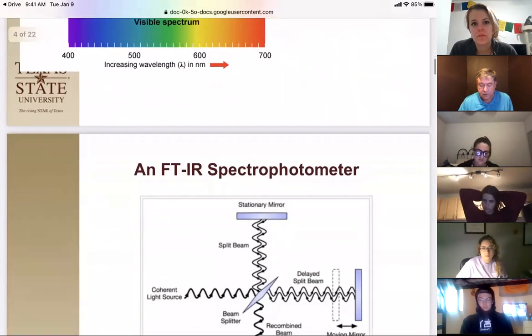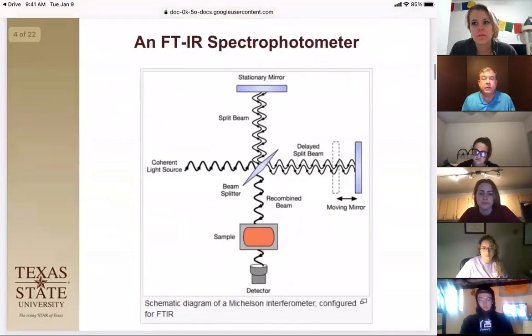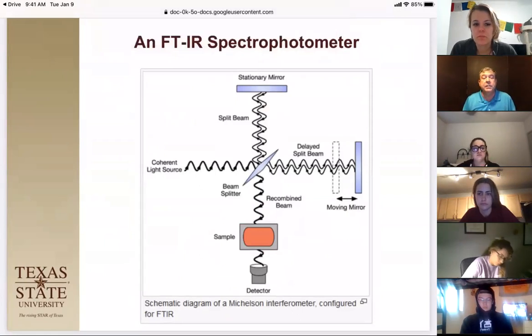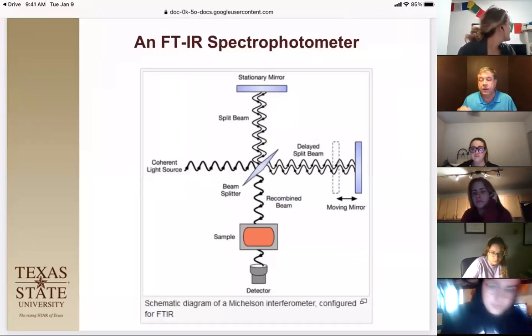Okay, so one of the cool things about the new infrared spectrophotometers is the fact that they don't just take one pass through the material, they actually take multiple scans of that material and then they lay them all on top of each other so that you get a very clear, crisp, clean spectrum. And so what that would look like is something like this.